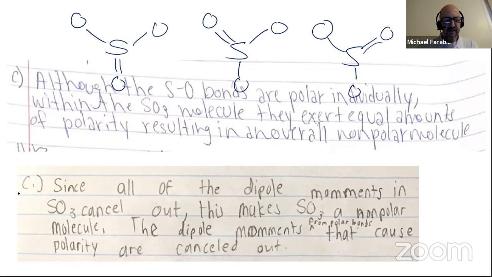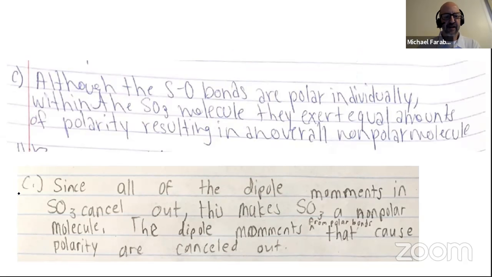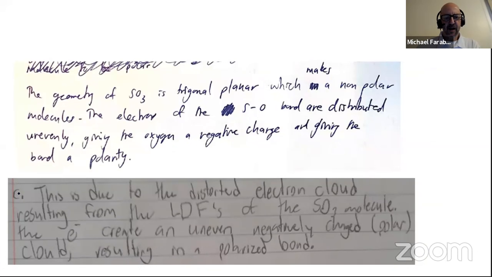So the students on this slide are saying things like, although the SO bonds are polar, they exert equal amounts of polarity. I'm not really sure what that means, equal amounts of polarity. Again, talk about the geometry. Since all of the dipole moments cancel out, this makes SO3 a nonpolar molecule, but again, they never indicated the shape of the molecule. The geometry is trigonal planar, which makes a nonpolar molecule.